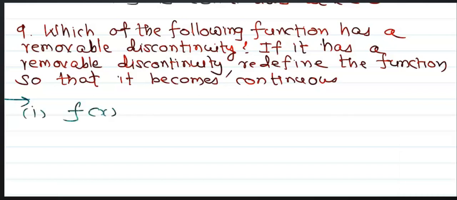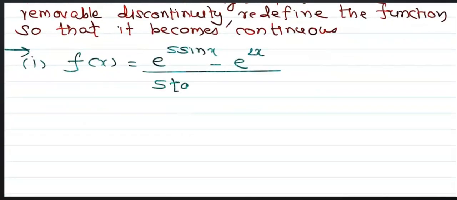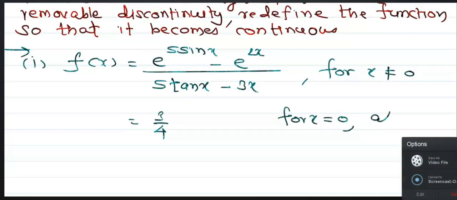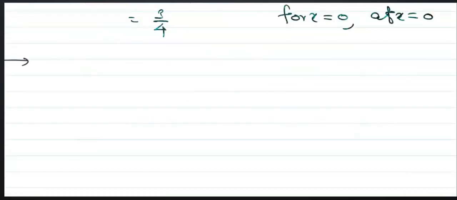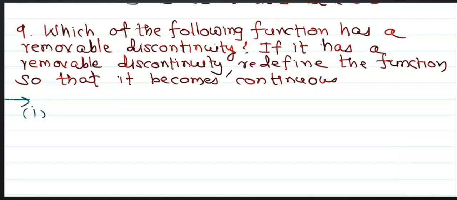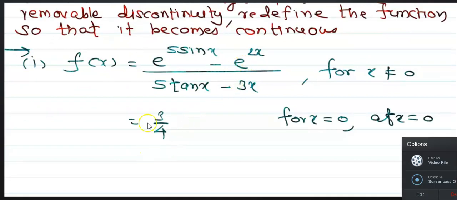Now see this first problem. F of x is equals to e raised to 5 sin x minus e raised to 2x upon 5 tan x minus 3x for x is not equals to 0 and equals to 3 by 4 for x is equals to 0 at x is equals to 0. म्हणजे काय की इथे व्हॅल्यू ऑफ द फंक्शन किती दिले त्याने आपल्याला 3 by 4 दिलेले. The value of the function. व्हॅल्यू ऑफ द फंक्शन आपल्याला 3 by 4.